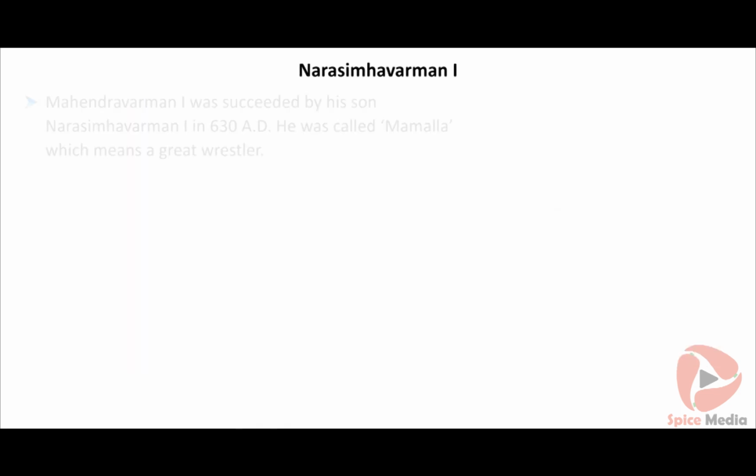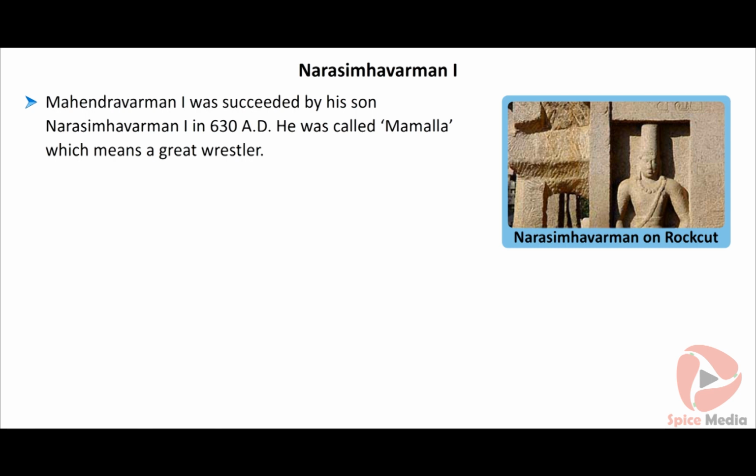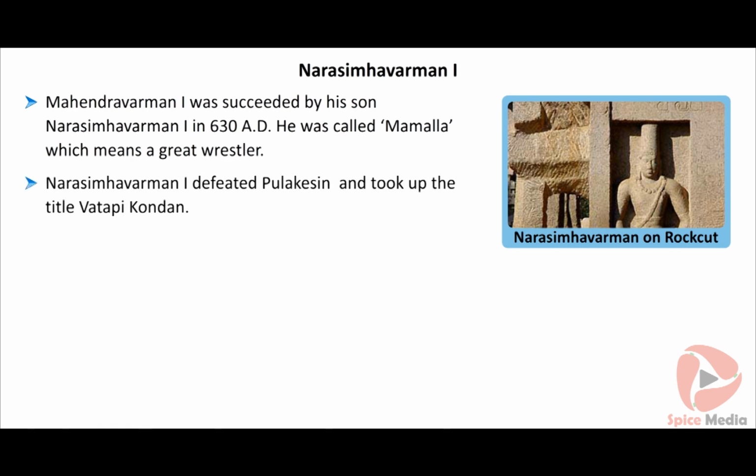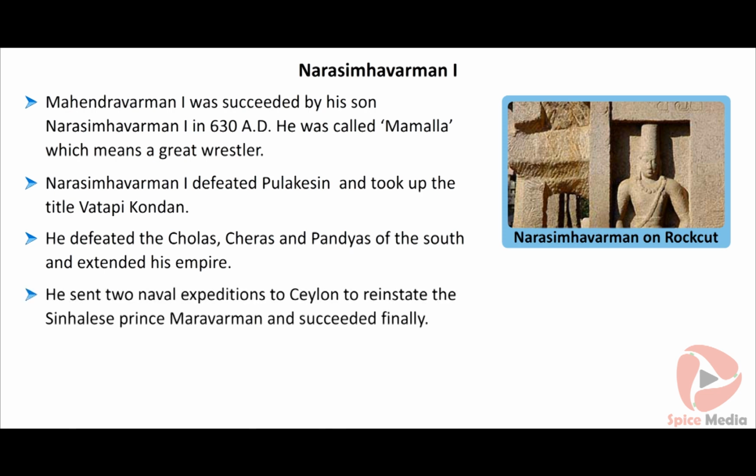Narasimhavarman I. Mahendravarman I was succeeded by his son Narasimhavarman I in 630 AD. He made the Pallavas supreme in South India. He was called Mamalla, which means a great wrestler. Narasimhavarman I defeated Pulakesin in 3 battles and forced him to retire back to his kingdom, and took up the title Vatapikondan. He defeated the Cholas, Cheras and Pandyas of the south and extended the empire. He sent 2 naval expeditions to Ceylon to reinstate the Sinhalese prince Manavarma and finally succeeded.